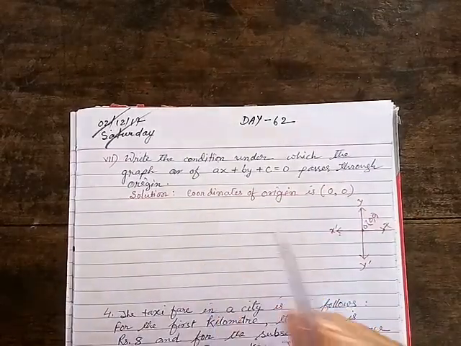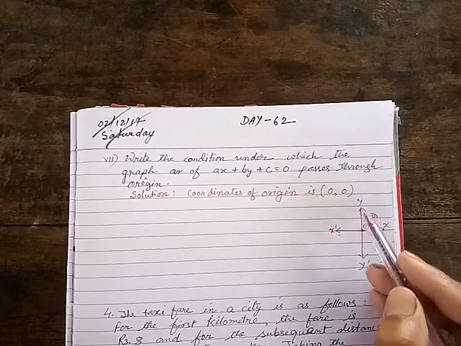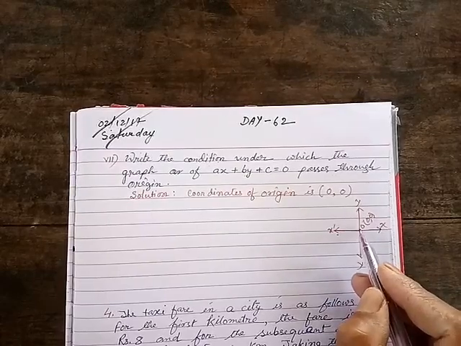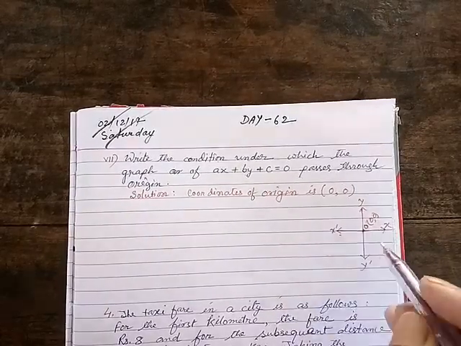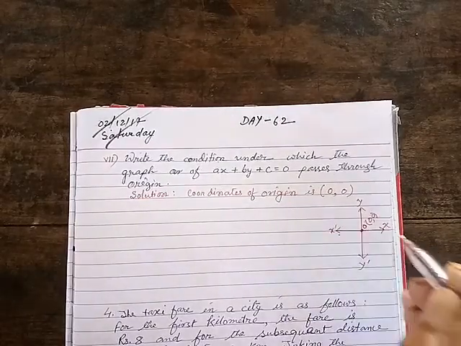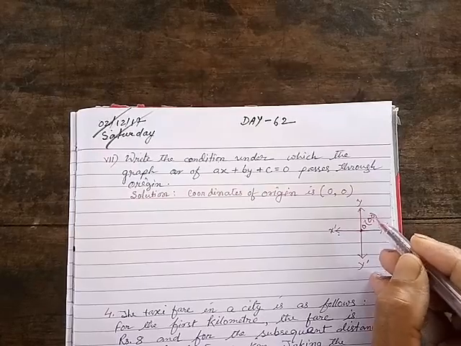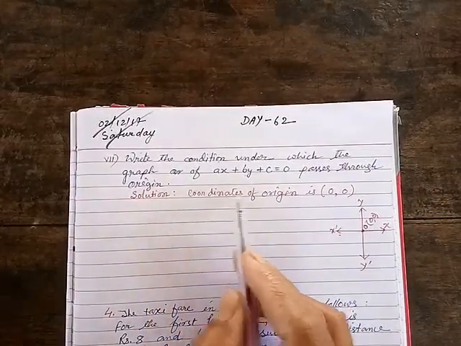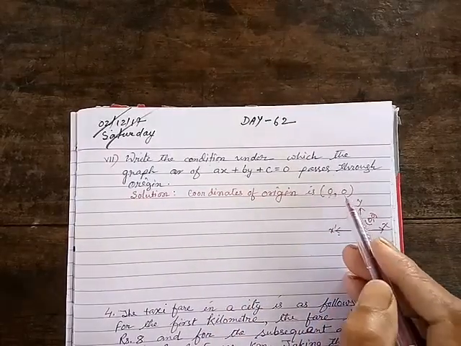First you have to know the origin. Origin means, you know the graph, this is called the x-axis, this is called the y-axis. These two axes intersect each other at a certain point. This point is called the origin, indicated with O. And here the x coordinate is 0, here the y coordinate is 0. That's why I wrote here in the solution, coordinates of the origin is (0, 0). That means the x coordinate is 0, the y coordinate is 0.